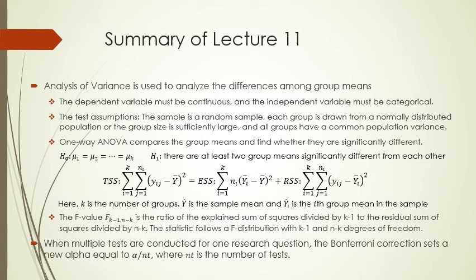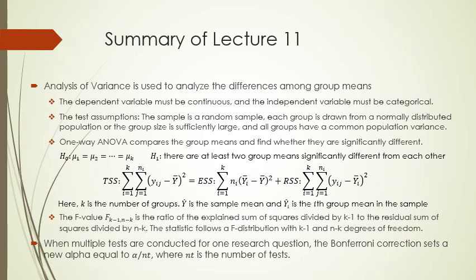We should not apply the correction just because we have several models. In summary, we learned the one-way ANOVA and the Bonferroni correction. In ANOVA tests, the dependent variable must be continuous. The independent variable must be categorical.